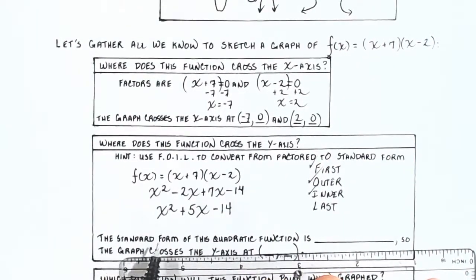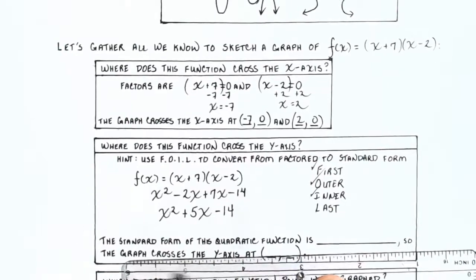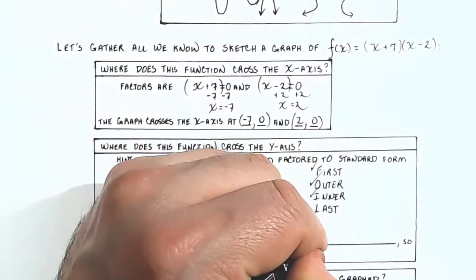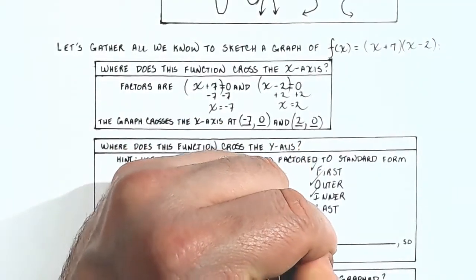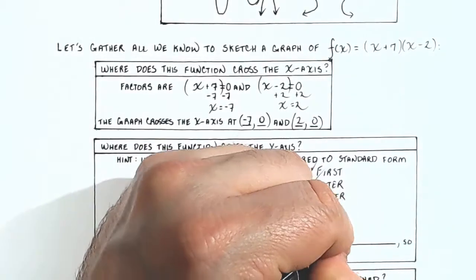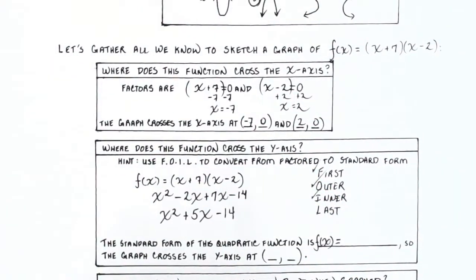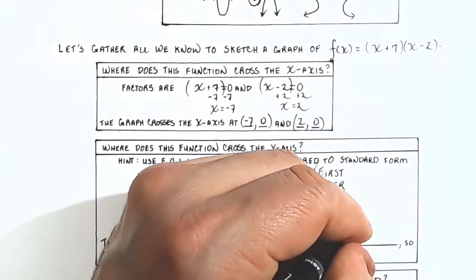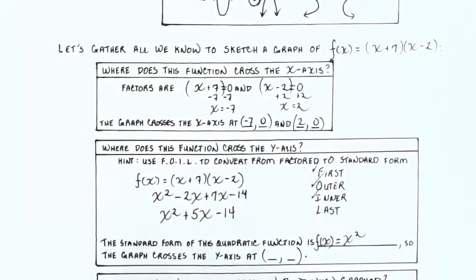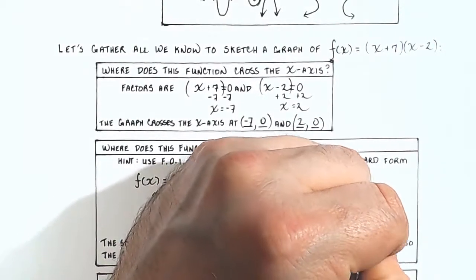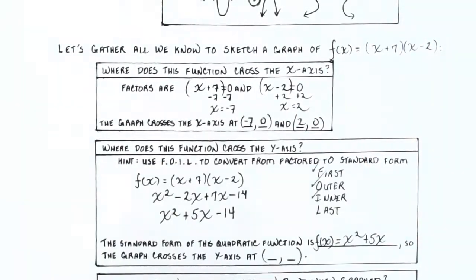So the standard form of this quadratic function is, and here I would write f of x equals, make sure you're writing all this down. And then we just write this right here, x squared plus 5x minus 14.